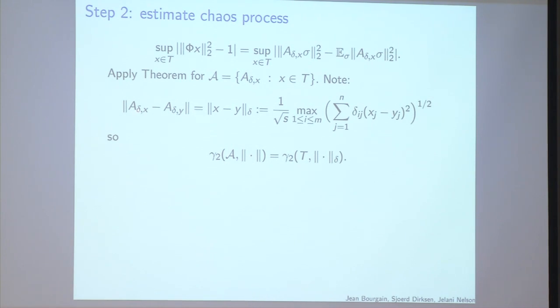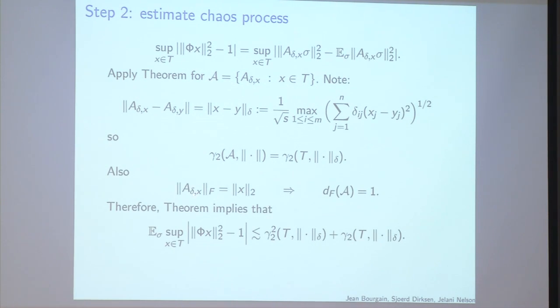So if you calculate the operator norm of a difference of these two matrices, then you get the following norm that you can simply express in terms of these deltas and the vectors x and y that you actually start out with from the set T. So it looks a bit like the Euclidean norm, but where you zero out some coordinates, okay? And these coordinates are zeroed out according to the selectors for the ith row, and you take the max over all rows. Okay, so this gamma 2 functional of curly A with respect to the operator norm is equal to this thing here.